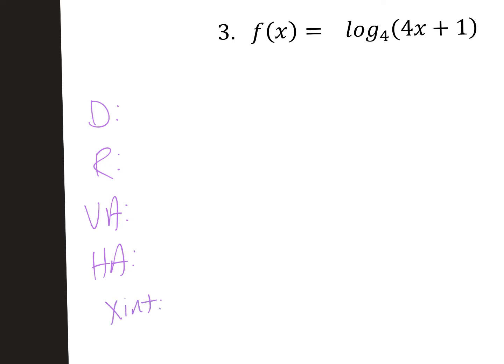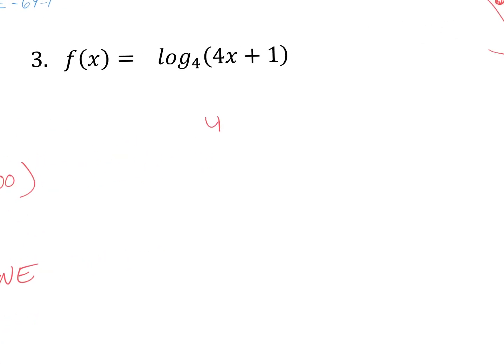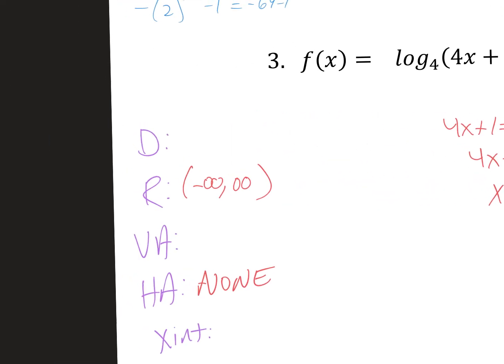2 things I know right away. What do I know right away for a log? The range, good, is -infinity to positive infinity. It's the opposite of our exponentials. And what else do we know? There's no horizontal asymptote. Perfect. Domain and vertical asymptote go hand in hand. How do I find the vertical asymptote? Parentheses equal to 0. Everybody agree with me on that? Okay, so x is -1/4.